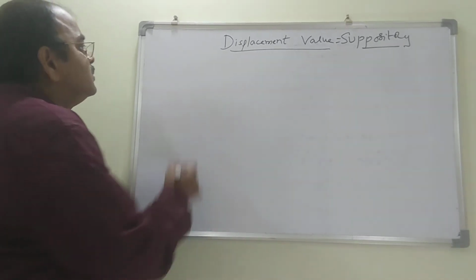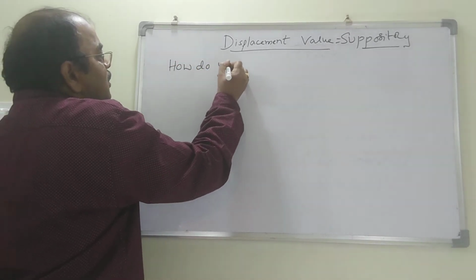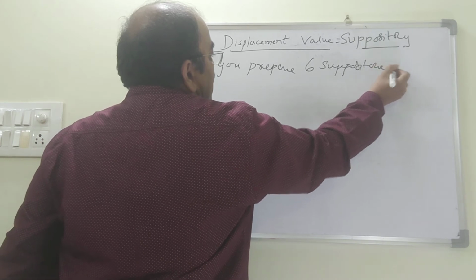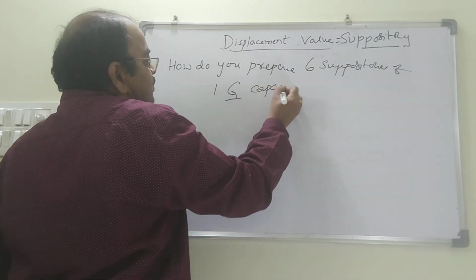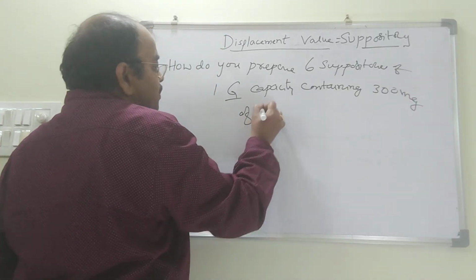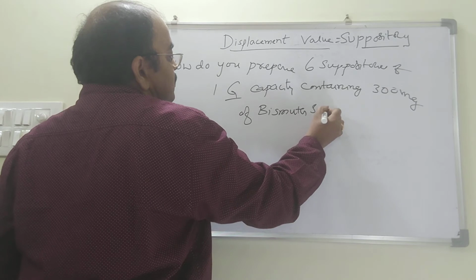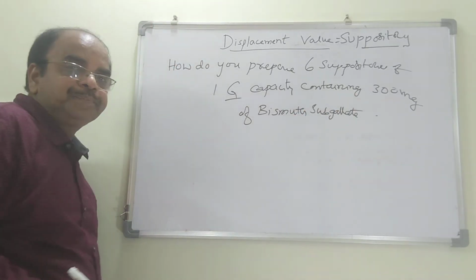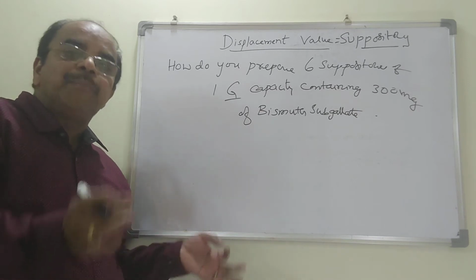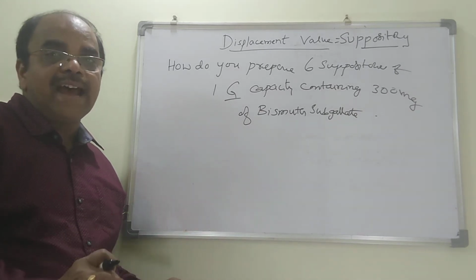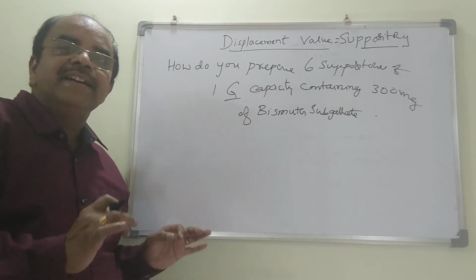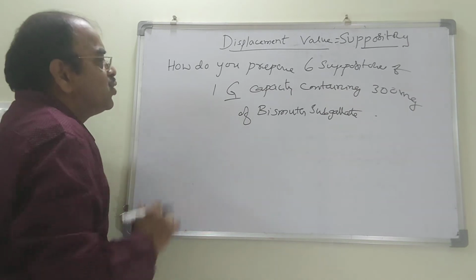How do you prepare 6 suppositories of 1 gram capacity containing 300 mg of bismuth subgallate in each suppository? You have to prepare 6 suppositories of 1 gram capacity, each suppository containing 300 milligrams of bismuth subgallate. We know very well the displacement value of bismuth subgallate is 3. How do you prepare this one?